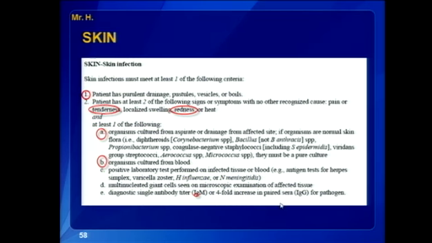So the patient meets the skin infection criterion: purulent drainage, pustules, and vesicles. Also meets criterion 2, tenderness and redness, organisms cultured from the aspirate of the affected site, and also the patient had positive blood cultures.